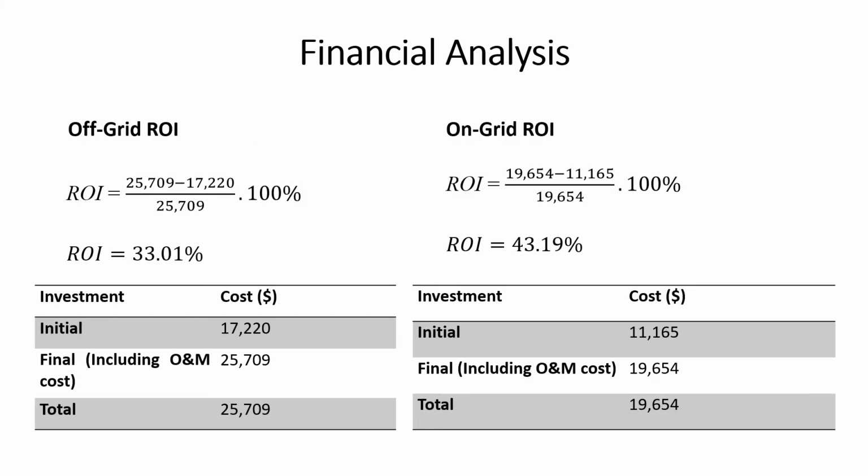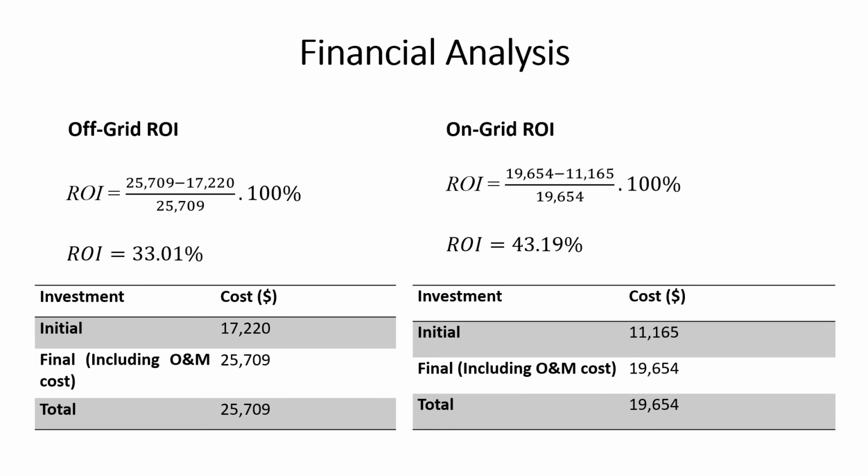We have calculated the total investment cost here. You can see that the initial investment cost was 17,220 US dollars. The final cost, which includes the viewing cost, gives us 25,709 US dollars. Based on this figure, we will calculate the off-grid ROI. The off-grid ROI comes to 33.01%. But for on-grid, the ROI percentage increases by about 10%, so it is now 43.19%.